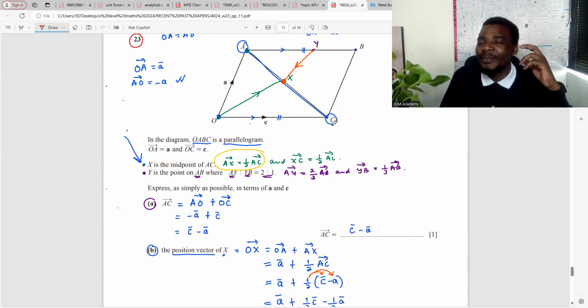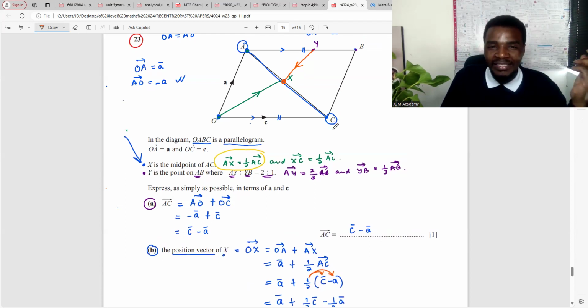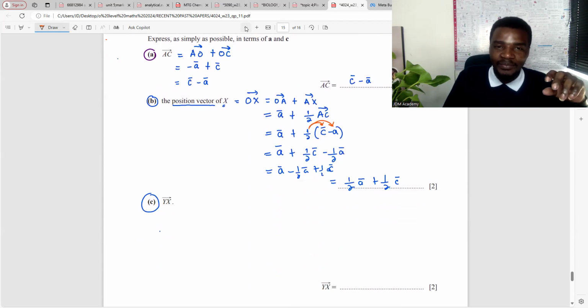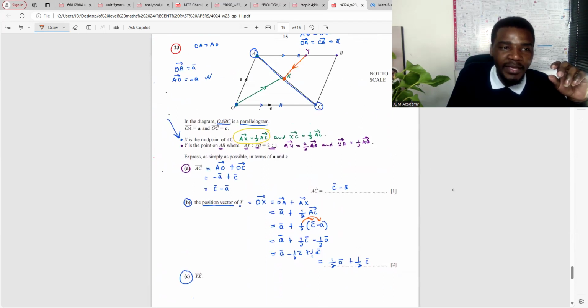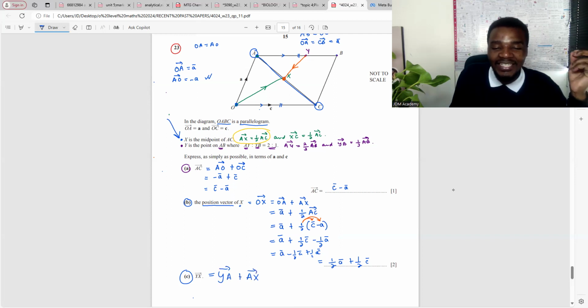But those routes seem to be a bit complicated. It's easy for us to take route ya and then ax. So vector yx in this case is going to be the same as, let's see the path. So vector yx is going to give us vector ya plus vector ax. The interesting part is vector ax, we've already calculated in the previous question. So we need to focus on calculating vector ay.